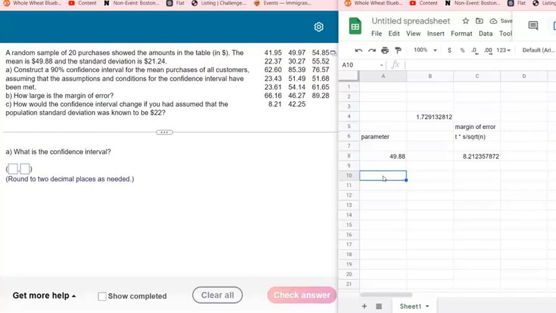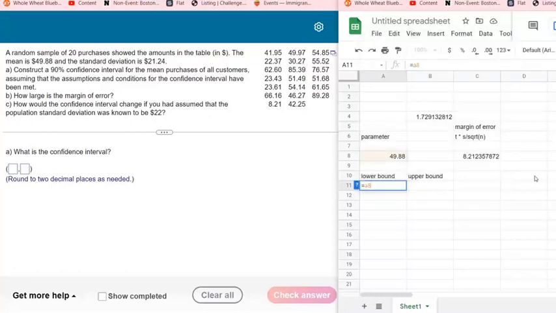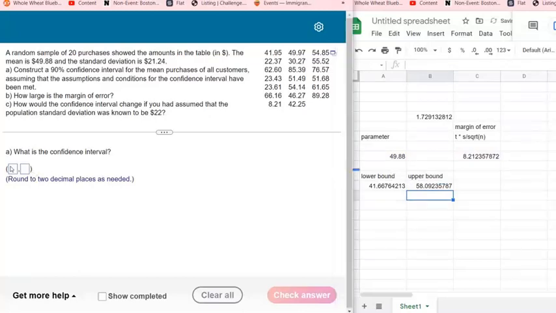To construct the confidence interval, we can do it with a calculator, or we can make Excel or Google Sheets do it. For the lower bound, I'm going to type equals, take the mean, which is in cell A8, and subtract the margin of error. For the upper bound, I'm going to take the mean, A8, and add the margin of error. Okay, I've got my lower and upper bound.